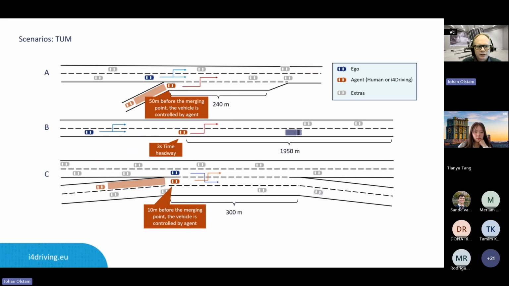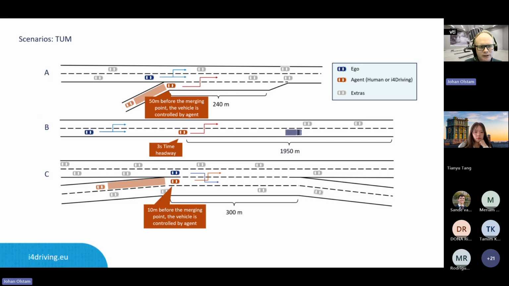So the scenarios here are constructed in such a way that we have the participant, the blue ego vehicle here, coming on the motorway in the first scenario, and then we sync so that the red agent vehicle will arrive more or less at the same time to the on-ramp, and some distance or time in before the control is handed over to either the human driver or the model.